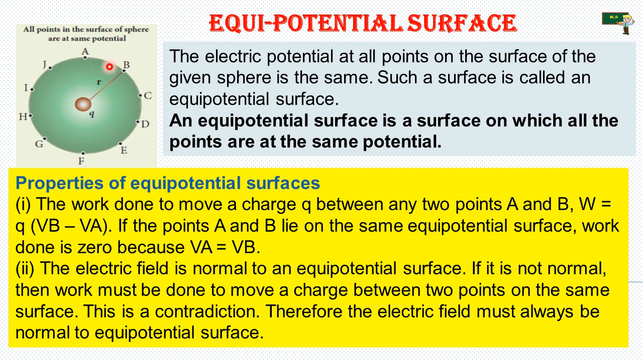The second property is that the electric field is normal to an equipotential surface. If it is not normal, then work must be done to move a charge between 2 points. Work must be done to move a charge from point A to point B or point B to point C on the same surface. This is a contradiction. I know you all know what a contradiction means. Therefore, the electric field must always be normal to the equipotential surface.